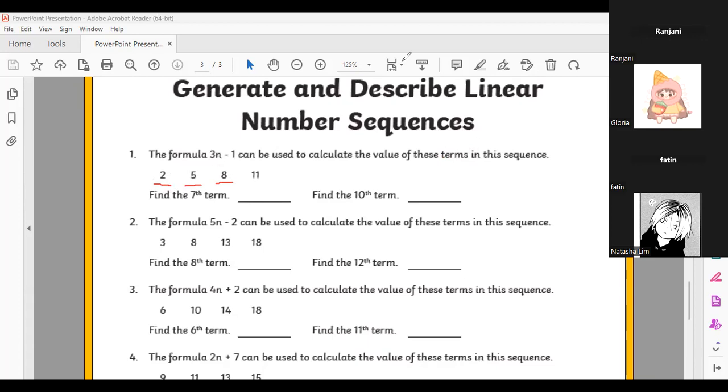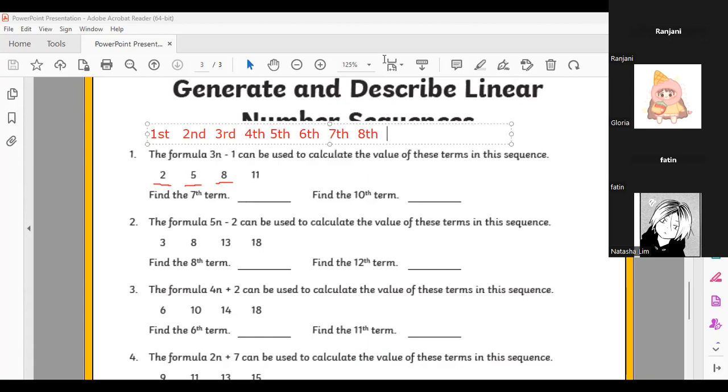I want to write it out, okay? Hold on, let me see. So I'm going to put here first term. The 5 is the second term. The 8 is the third term. Do you understand the word term? The 11 is the fourth term. Then you have the 5th term, the 6th term, the 7th term, the 8th term, and so on. You understand now? First, second, third, fourth.